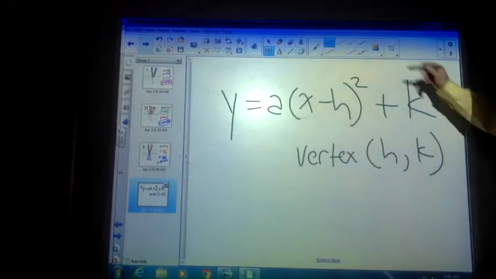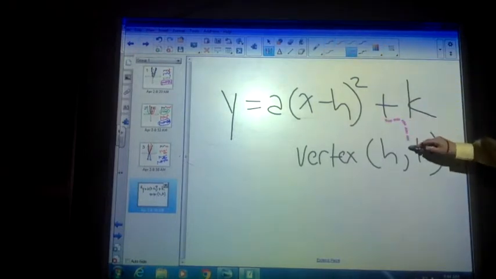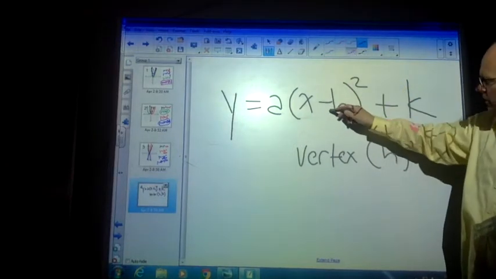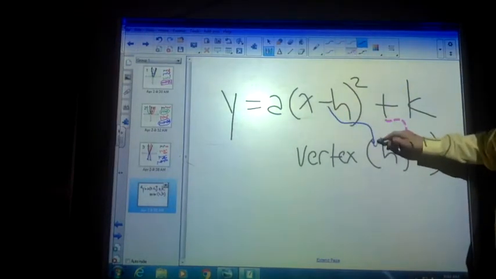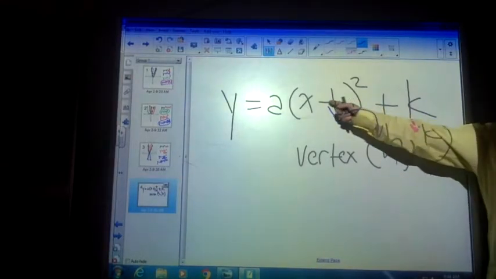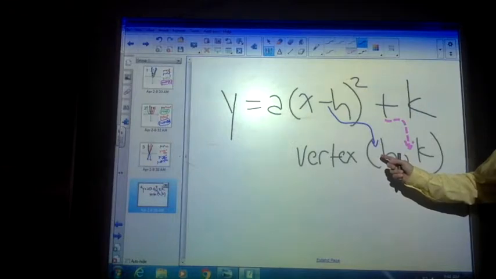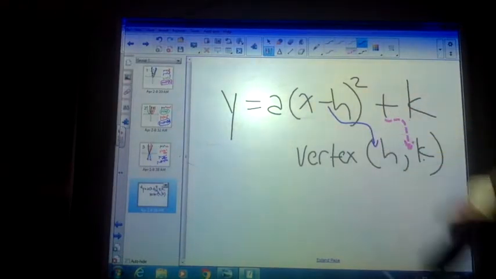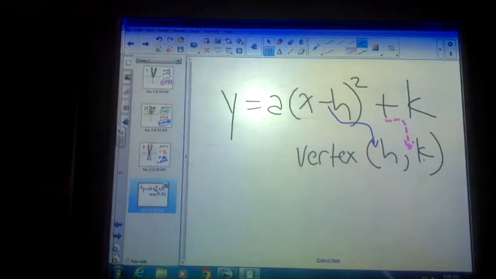So do you see how this sign is the same right there? But this sign does a magical change. So if this was a plus, that's a minus. If that's a minus, that stays a minus. So the sign outside stays the same. The sign inside that's grouped will change.